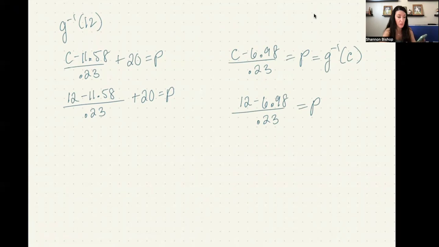So 12 minus 11.58. I'm in Desmos, not my iPhone calculator. iPhone calculators are the devil. Don't use it. Use Desmos. Okay. I'm off my soapbox. Did you enjoy it? Good.